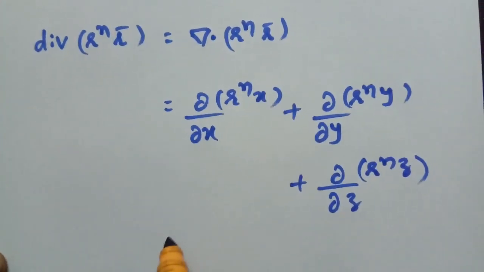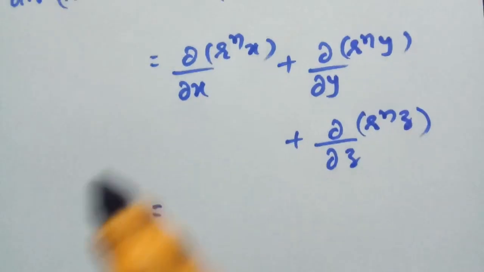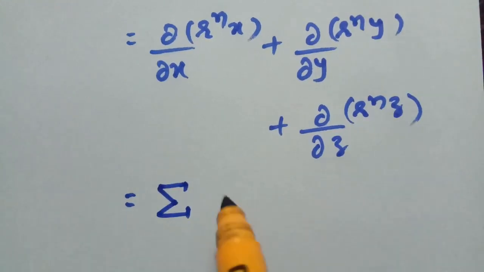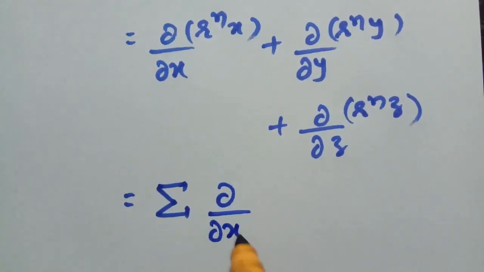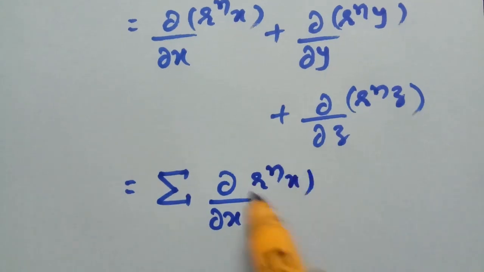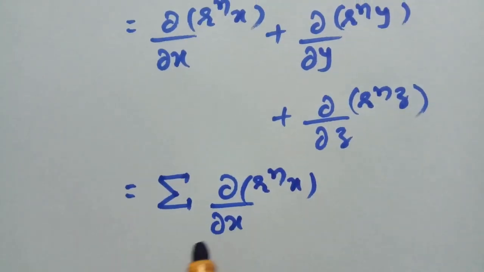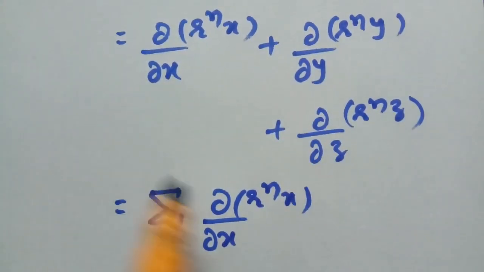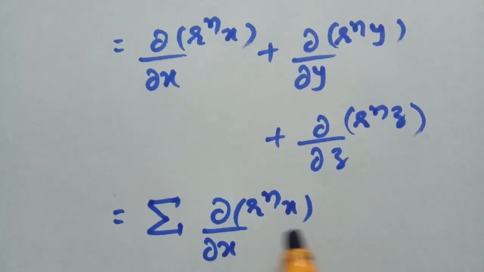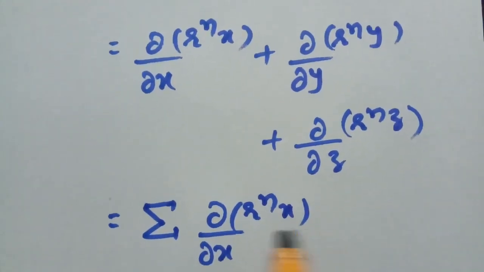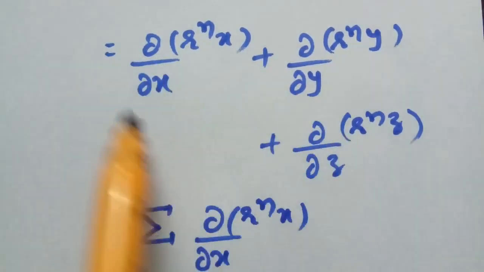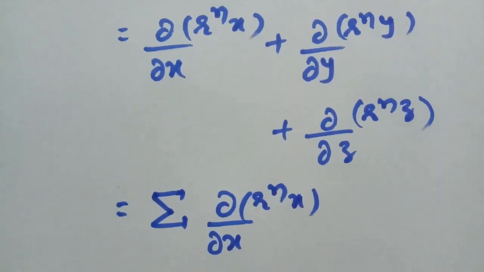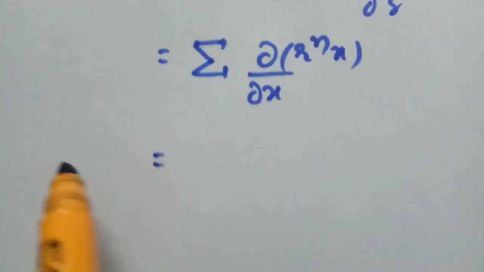Therefore, this can also be written as, instead of writing all the three terms, I can use sigma summation of dou by dou x of r power n into x. So sigma dou by dou x means dou by dou x plus dou by dou y plus dou by dou z of, first r power n into x, next term r power n into y, after that next term is r power n into z. So therefore we are writing these three terms as a sum of dou by dou x of r power n into x. Now use u into v formula.